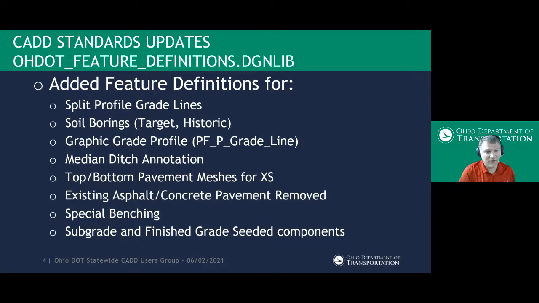It was related to annotation, but we also added features for top and bottom pavement meshes so that they can be shown on the cross sections. And then also added some new existing asphalt and concrete pavement removed feature definitions, so you can assign those for different areas where you have pavement removal on your project. JD is working on some special benching stuff, so I know everyone's getting really excited about that coming up. I'll throw in a plug for the webinar coming up at the end of this month, so look for some direction coming there soon.